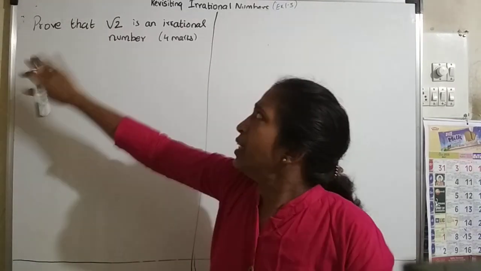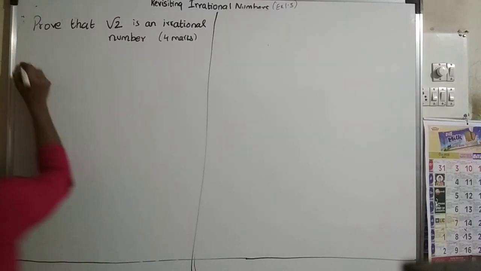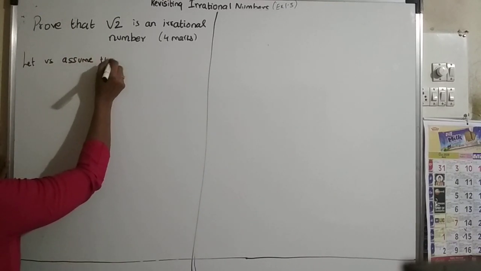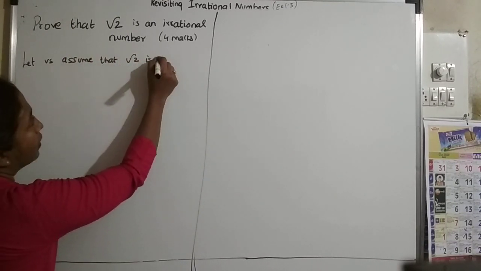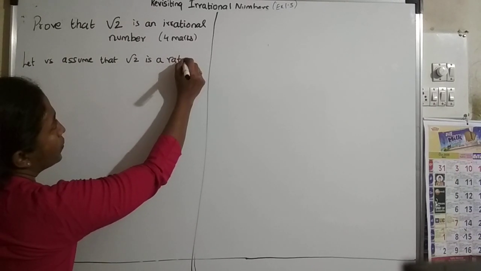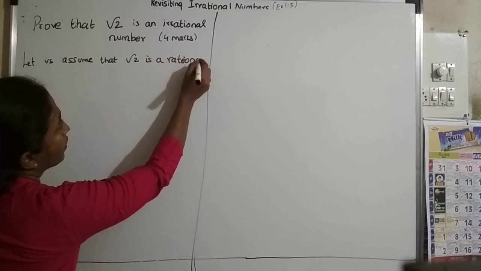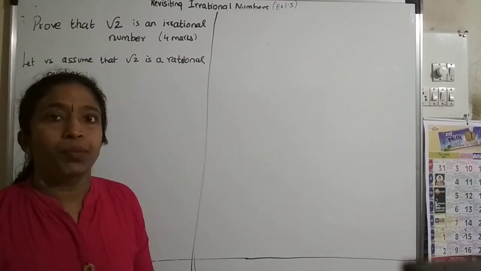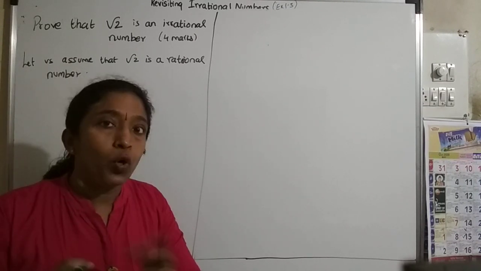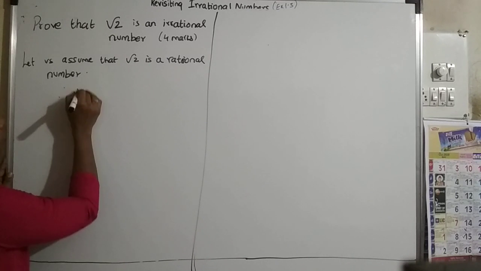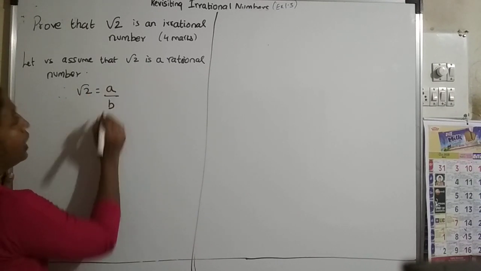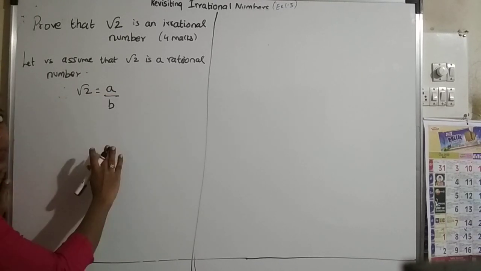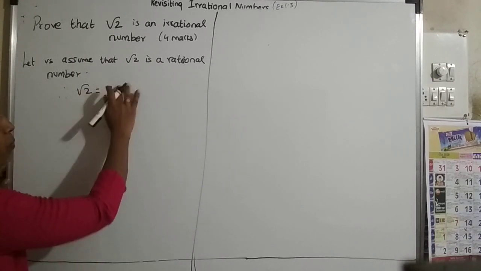So let us assume that root 2 is a rational number. So we are using the contradiction method. Let us assume that root 2 is a rational number. If it is a rational number, it is in the form of p upon q or a upon b. Therefore root 2 equals a upon b, and here we are assuming that a and b are in the lowest terms. Okay, we have simplified. We are assuming that a and b are in lowest terms.